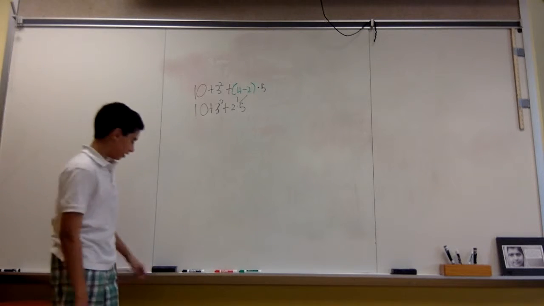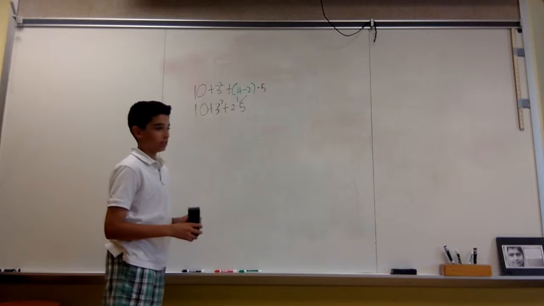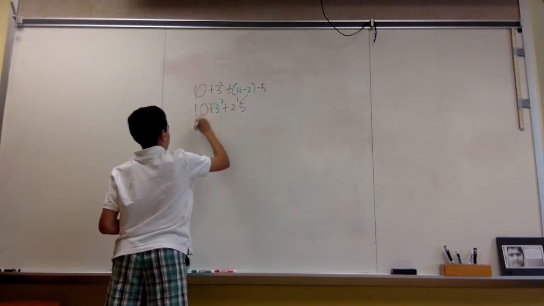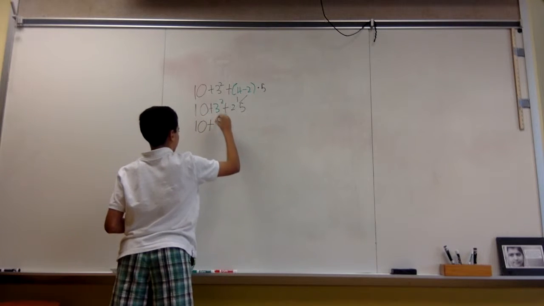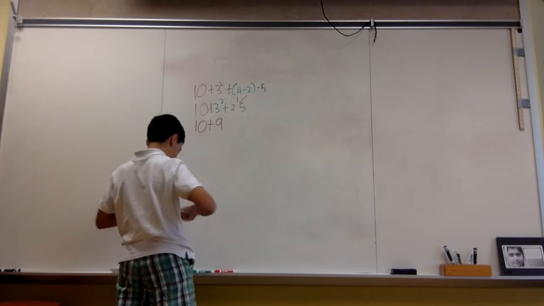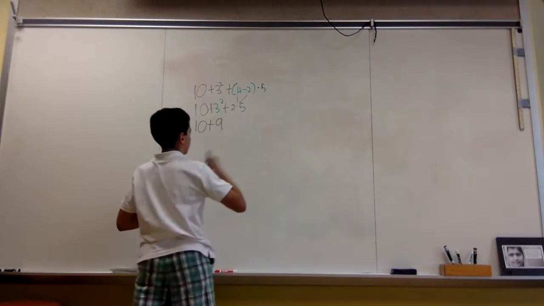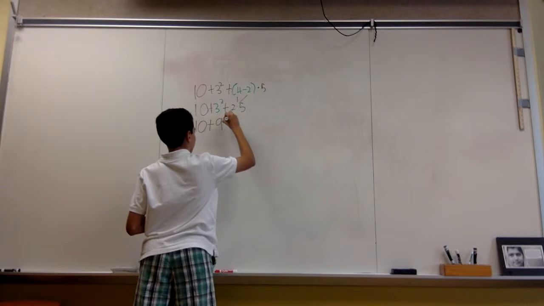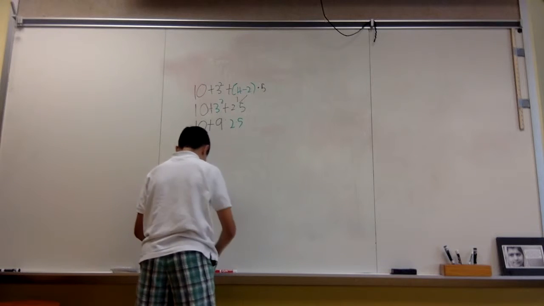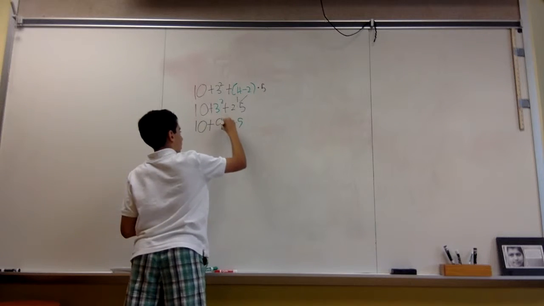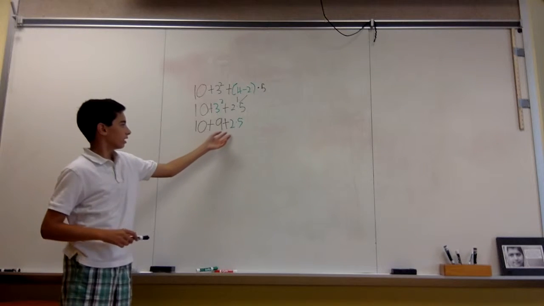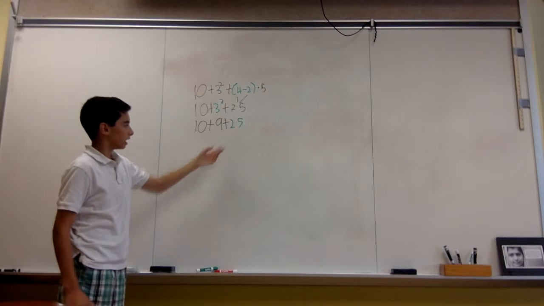And now, the next step after parentheses is E, exponent. So then, 10 plus, in this case it's 9, since 3 times 3 is 9. And then what we're going to do next is multiplication and division. In this case it would be 2 times 5. Oops, forgot the plus sign. So we have now 10 plus 9 plus 2 times 5.